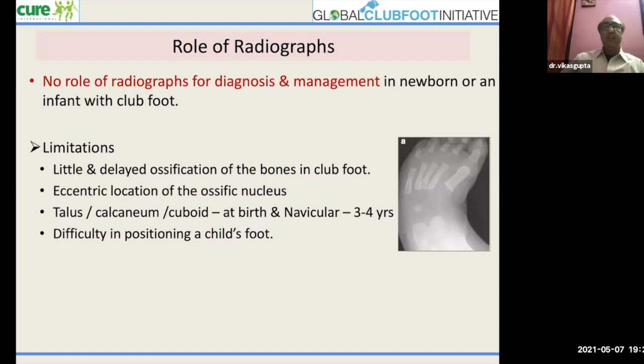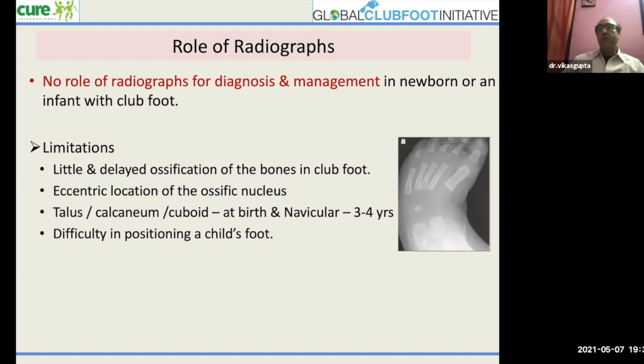Actually, there is no role of radiography for diagnosis and management in a newborn or in an infant with clubfoot. The question is why? Because there is very little ossification of the bones in clubfoot. If you see the newborn X-ray, you will see that only talus, calcaneum and cuboid are ossified at birth. Navicular, which ossifies at 3 to 4 years of age, is not there at all. Moreover, their ossification centers are also eccentric in location.